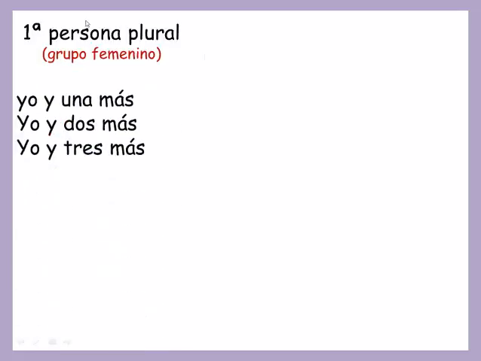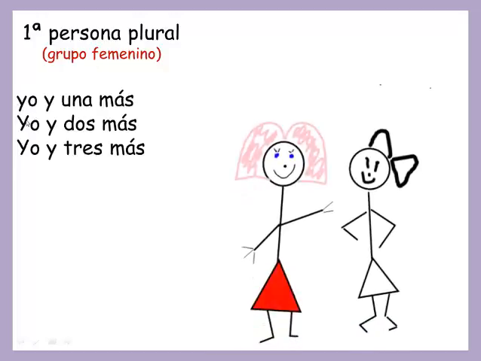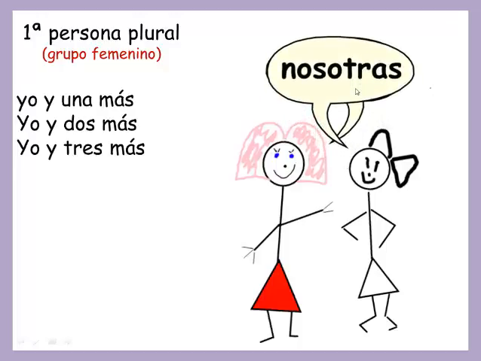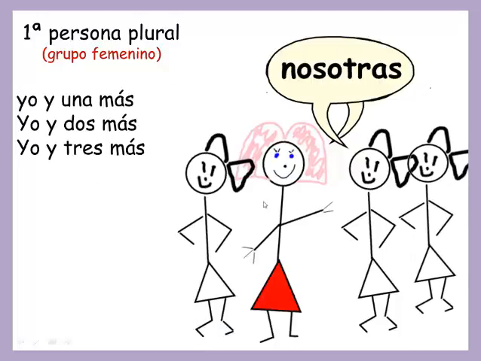Okay, so let's look at first person plural, and now let's look at the feminine form of it. If I was a girl and there was one more, that would be nosotras. If it was myself and two other people, it would still be nosotras. And if it was myself and three other people, it would still be nosotras. Here you can only use the nosotras form if we are all girls. And there's your pronoun in English, we.